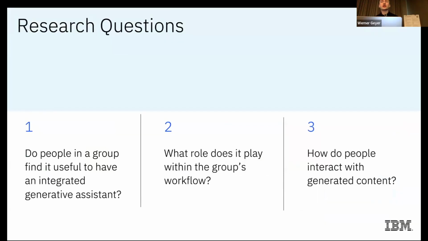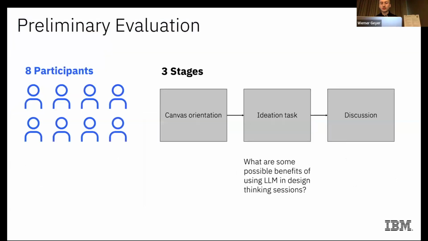Previous research focused on the interaction between a single human and a generative AI application, but given the collaborative and real-time nature of shared canvas tools, new research questions arise around the role of generative AI in group work. The questions that we are going to cover are: do people in a group find it useful to have an integrated generative assistant? That assistant, what role does it play within the group's workflow? And finally, how do people interact with the generated content?